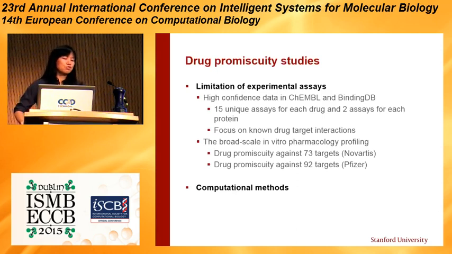So then we searched the literature. We found another 2 broad-scale in vitro pharmacology profilings. One is by Novartis. They analyzed about 200 drugs against 73 targets. The other effort is by Pfizer. They analyzed 92 targets. Again, most of the targets here are known drug targets instead of the novel off-targets or the proteins people don't know actually interact with the drugs.